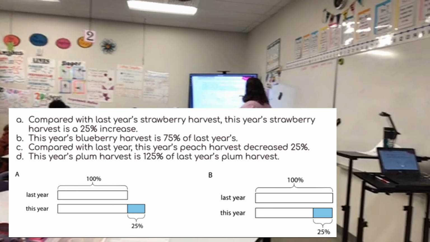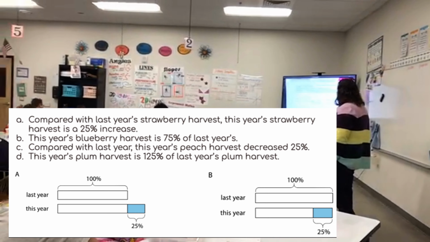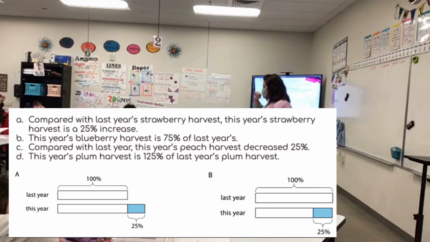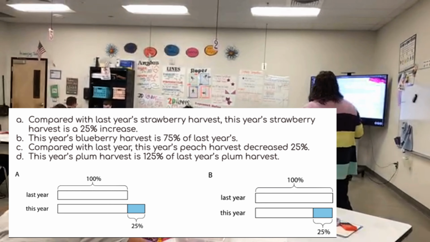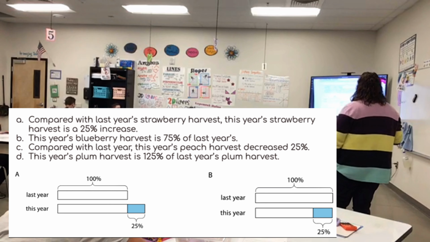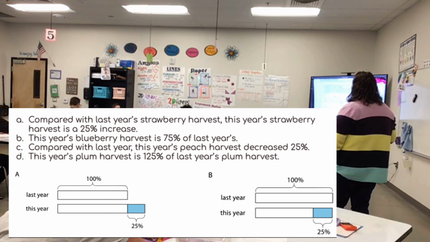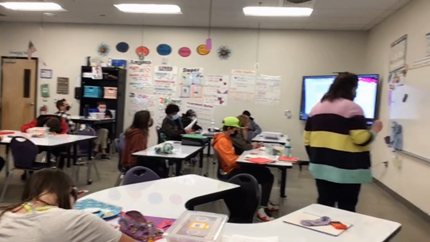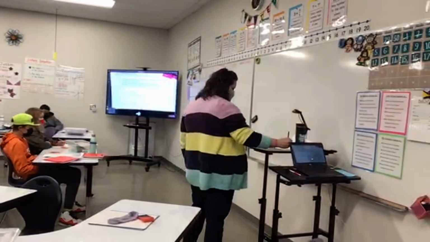So Daniel read B, which says this year's blueberry harvest is 75% of last year. And which graph did you match it to? B. To B. Why? Because right here it shows that 25% is right there, which is a bit of a quarter. Well, it shows right here, that little space is there, and it kind of looks, it's shaded, so that means that much is from last year's. So that's so great, bud.